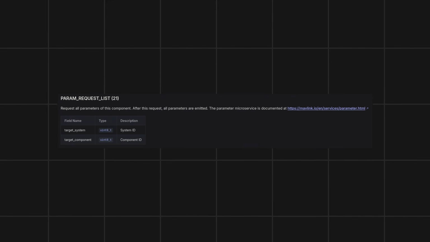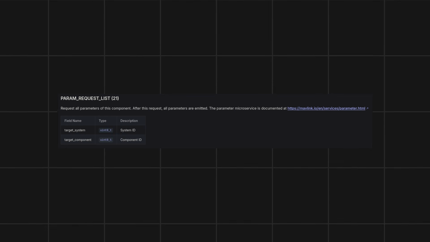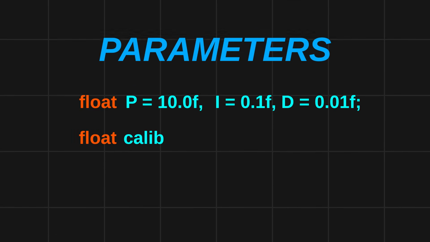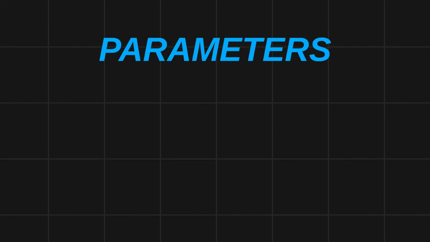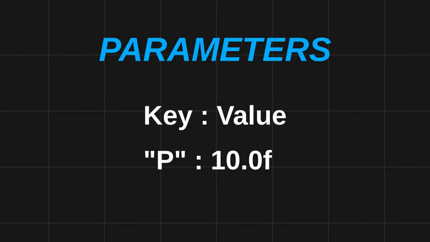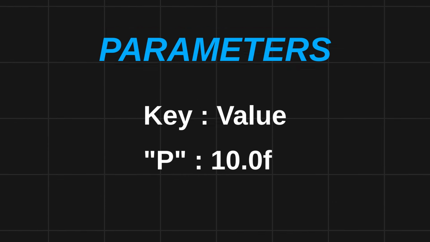To request the parameters, QGroundControl sends the PARAM_REQUEST_LIST message. It contains the target system ID and component ID. But what even are parameters? A parameter is nothing more than a variable in your code. They contain PID values or calibration constants or any other value. They are sent as a key and value pair, where the key is a human-readable, null-terminated string with 16 characters max, and the value is just the value of the variable.